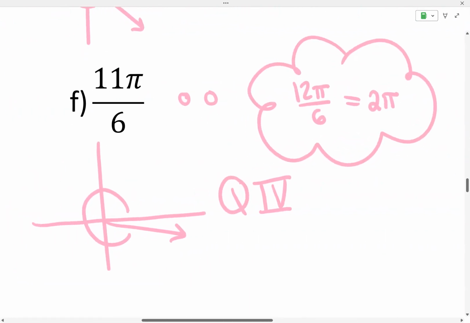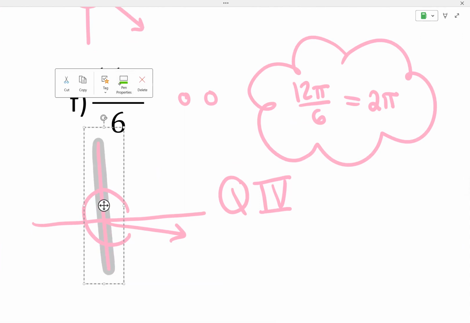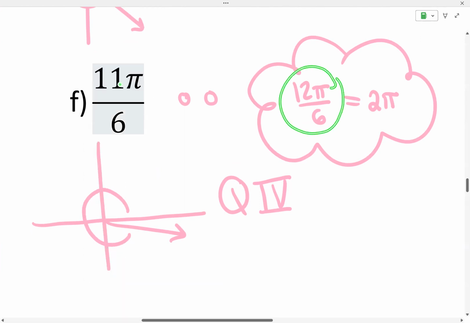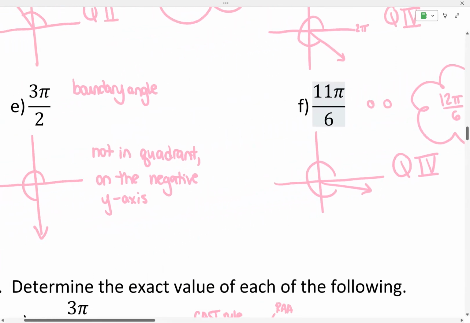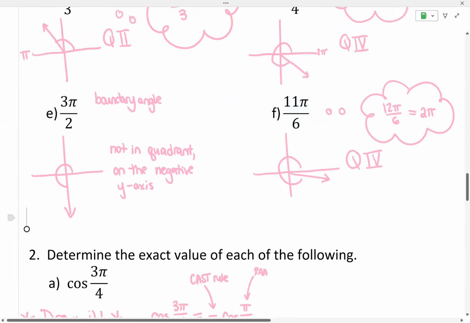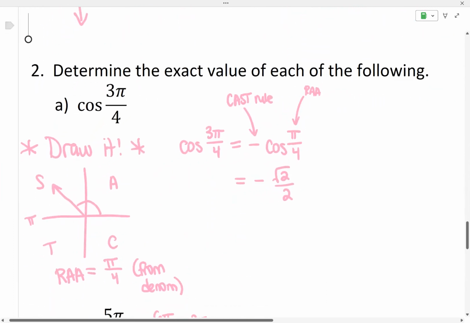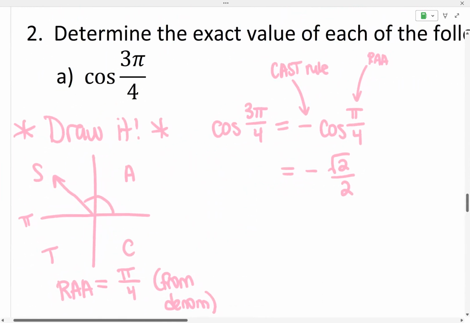And our last one here, 11 pi over 6. If I go up to the nearest whole number, that's just a bit less than 12 pi over 6, so it's a bit less than 2 pi. So now that we know how to find what quadrant angles are in, we are going to use that knowledge to figure out the exact value of each of the following.